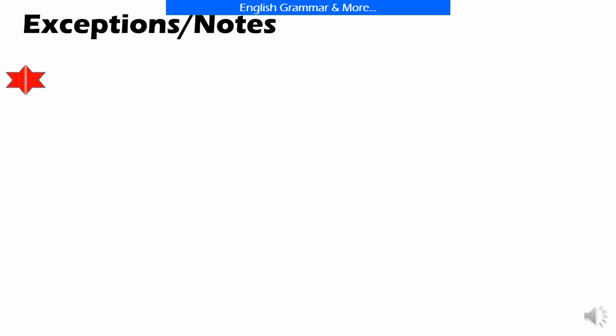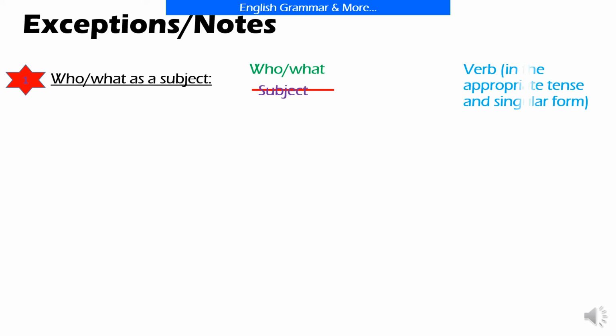Now, the first exception applies to special questions raised to the subject of the sentence. Now, if we ask a special question to the subject of the sentence, we start the sentence with a special question pronoun who or what, which replaces the subject in the sentence. And then after the special question pronoun, we immediately put the verb in its proper tense and singular form.